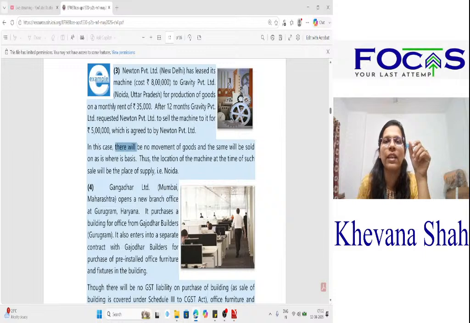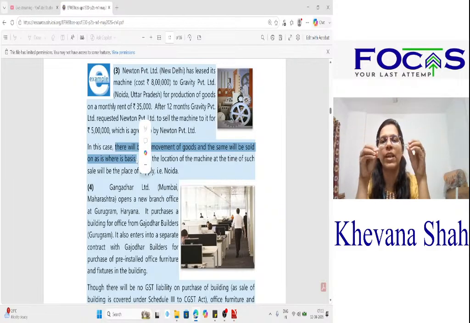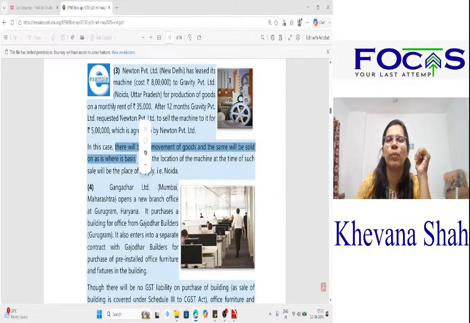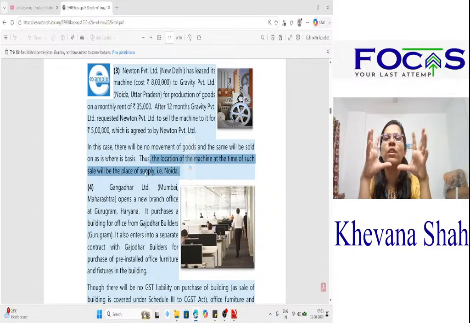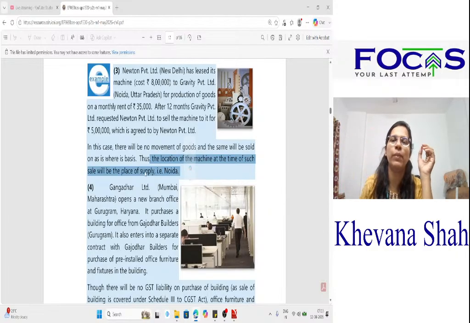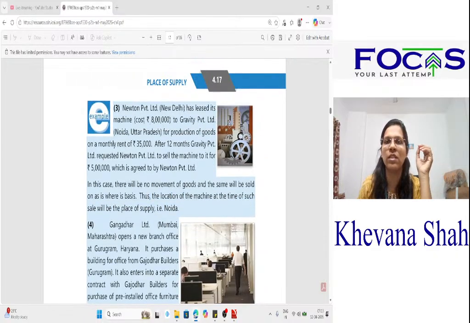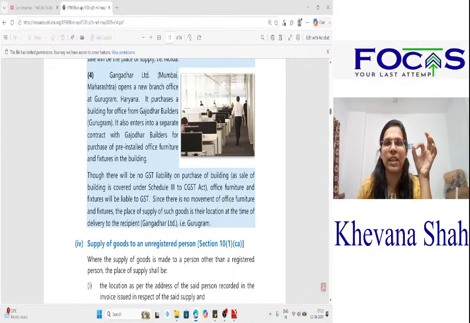In this case, there will be no movement of goods and the same will be sold on as-where-is basis. Okay. So wherever your goods are, from that place itself they will be sold. There is no movement of goods. Thus, the location of the machine at the time of such sale will be the place of supply. So wherever your machine is located in that particular case, that will be your place of supply, and in this case it is Noida.